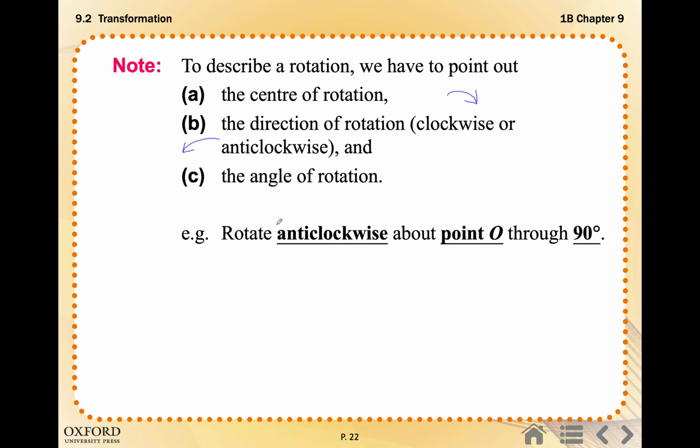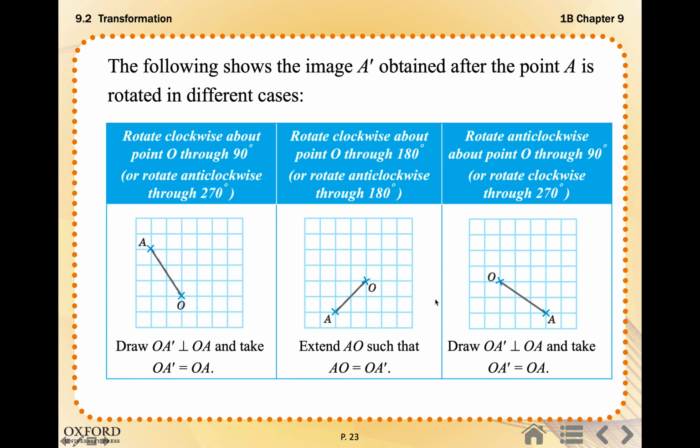So for example, in the description of the rotation, we may describe it as rotate, first of all, the direction, anti-clockwise, about the fixed point, the point is point O, and then the angle of rotation. You have to mention these three points to describe the rotation. And then for this, I don't want to describe any more about this rotation. I think you can read it by yourself.